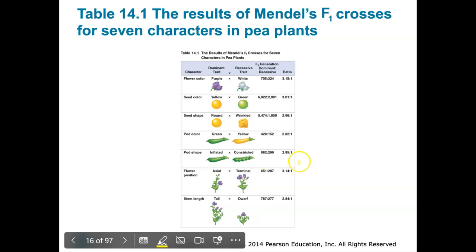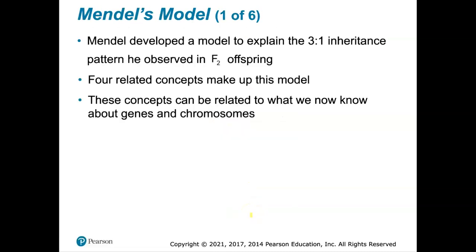Okay, so these are the results from Gregor Mendel's crosses. These are the results when he crossed the F1s, or the hybrid individuals. And so what he got with flower color is about 3-to-1 purple to white. With seed color, he got about 3-to-1 yellow to green seed. Seed shape, he got about 3-to-1 round to wrinkled. So all the traits you're seeing here on the left are the dominant traits, and the ones on the right are the recessive traits.